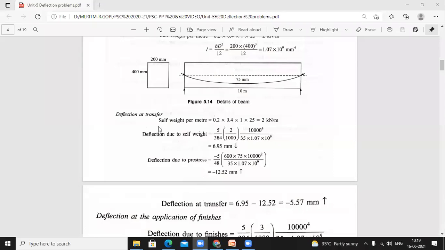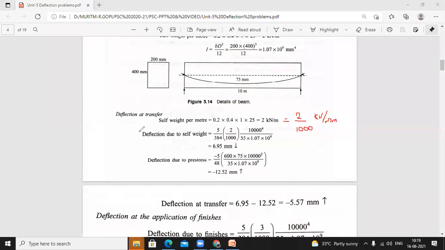So deflection at transfer, we calculate the self-weight per meter: 2 kilonewton per meter. We have to convert this into kilonewton per mm. How to convert kilonewton per meter into kilonewton per mm? It is equal to 2 divided by 1000. Now it is converted into kilonewton per mm.